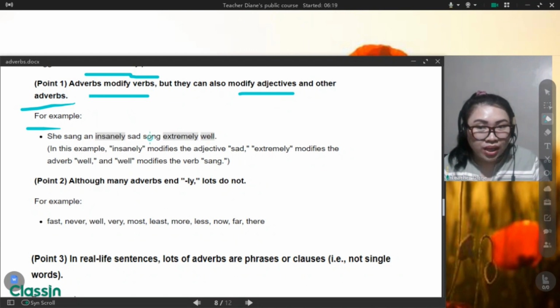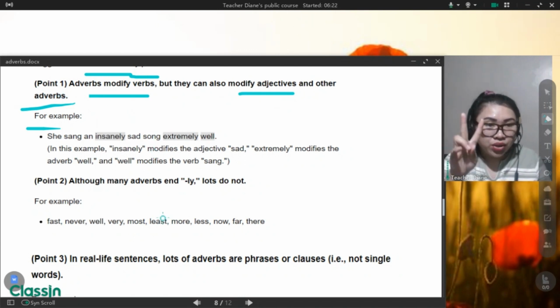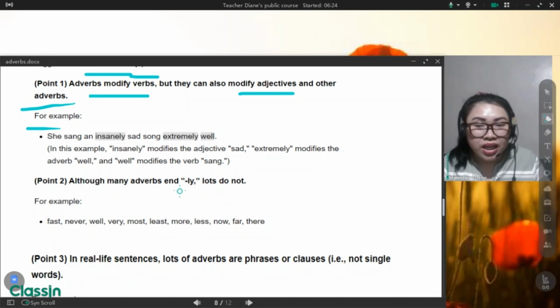So point number two: although many adverbs end in -ly, lots do not. So if you can see, adverbs do not just end with -ly. Lots of adverbs do not end with -ly. For example, here we have fast, never, well, very, most, least, more, less, now, far, and there. Some examples of adverbs that do not end with -ly.